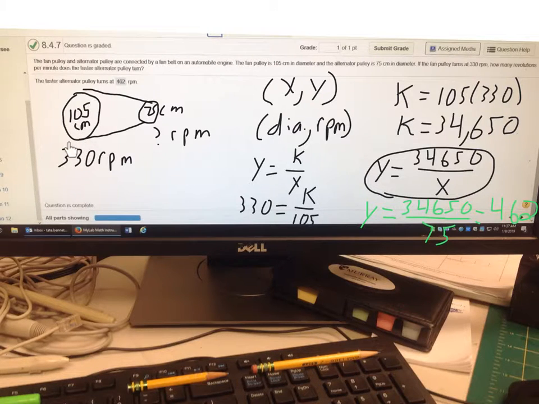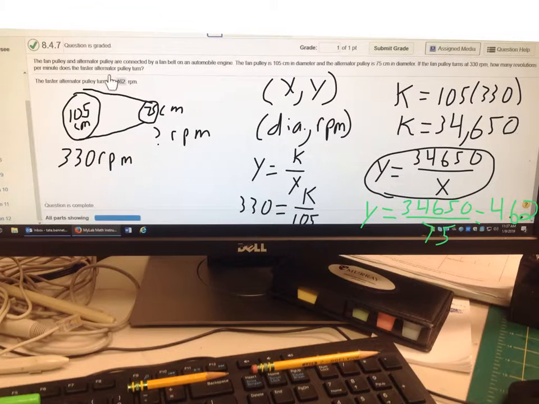So I tried to draw a picture. Here's the fan. Its diameter is 105 centimeters, and it's turning at 330 revolutions per minute. And we have this smaller diameter of 75 centimeters that's connected by our belt. And we're wondering how many RPMs it is running at.